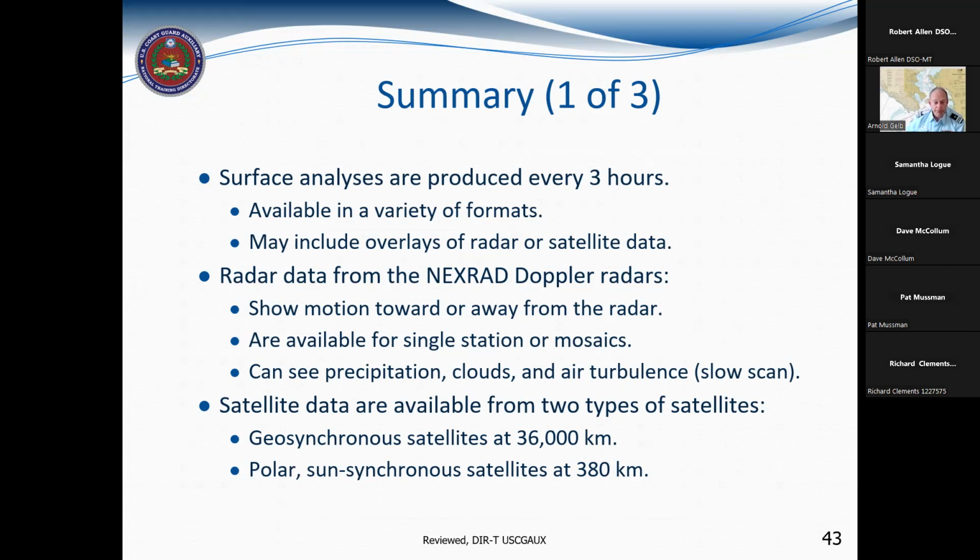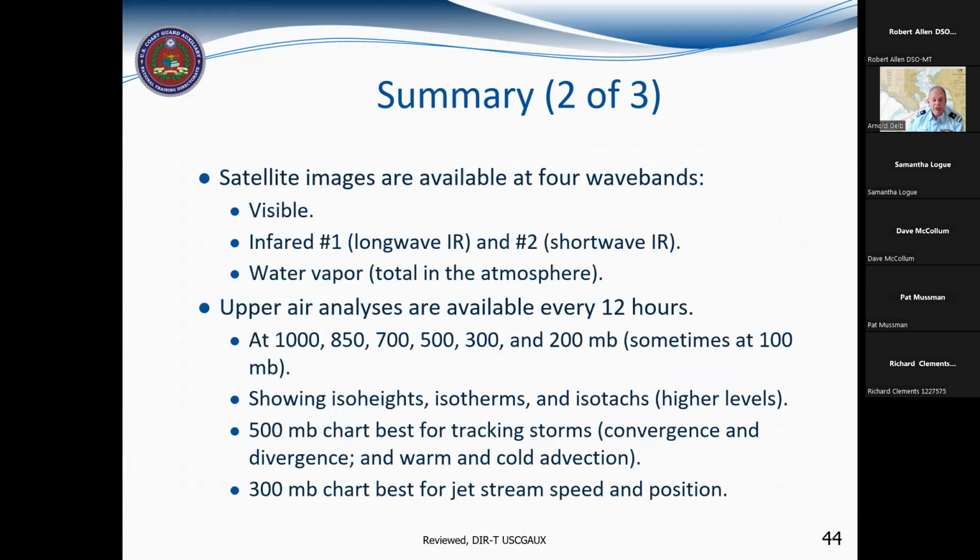Then the satellite images are available at different wave bands that include visible, long and short infrared 1 and 2, as well as the water vapor band that represents the total for the atmosphere.